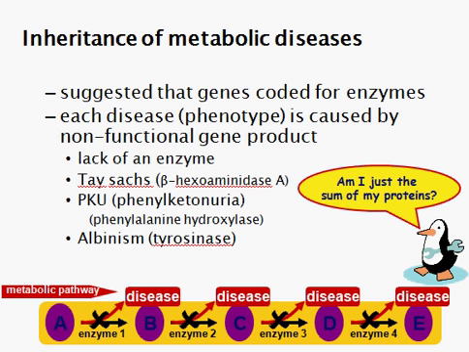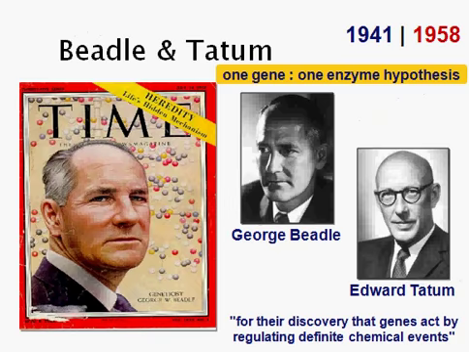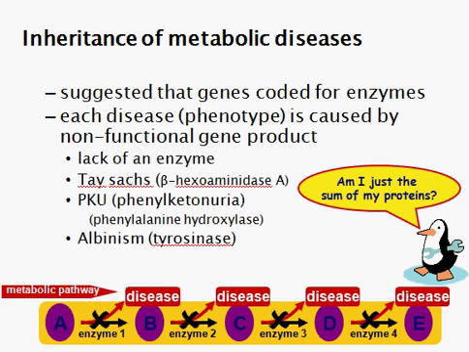For example, if we look at Tay-Sachs, what we're missing is beta-hexosaminidase A, which is responsible for breaking down fatty acids in the cell. And so, as you know from our last unit, all the symptoms of Tay-Sachs result from a buildup of fatty tissue in the body.